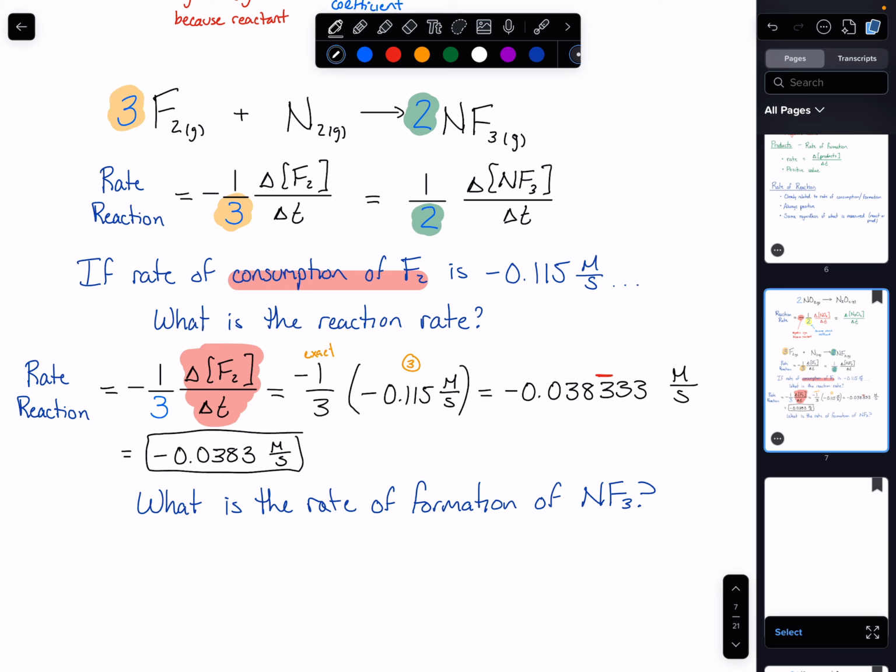So there's 2 negative signs. Wouldn't they cancel out? They do. Positive, and that's good because it's a reaction rate. My bad.